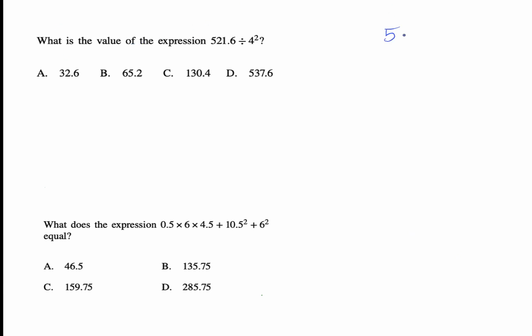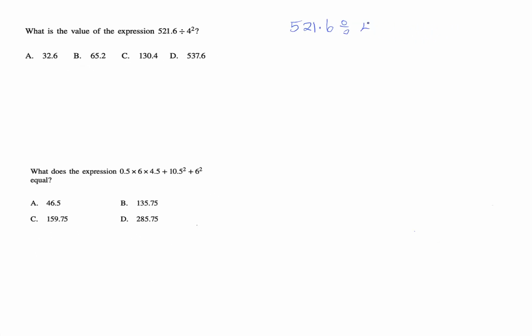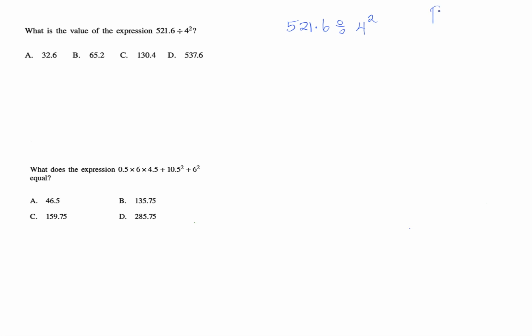And you have 521.6 divided by 4 squared. So if you think about PEMDAS, which is please excuse my dear Aunt Sally, which says parentheses, exponents, and always remember it is multiply or divide from left to right and add or subtract from left to right, whoever comes first. So I don't have any parentheses, but I do have exponents. So 4 squared is 4 times 4, which is 16.